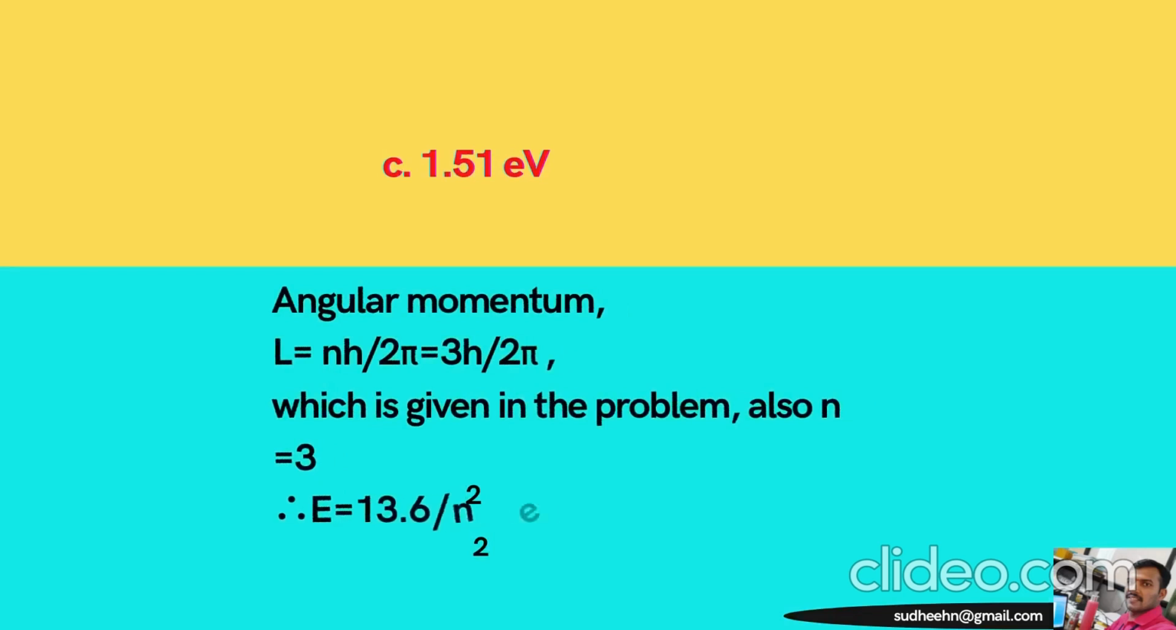That is by using the equation energy E is equal to 13.6 divided by n square. So here, by using angular momentum, we have the equation L is equal to nh divided by 2π, that is equal to 3h divided by 2π. By substituting the values given in the problem, you get option C, that is 1.51 electron volt.